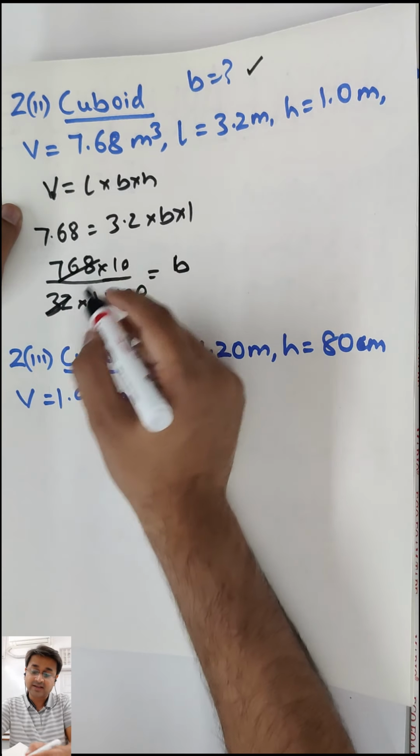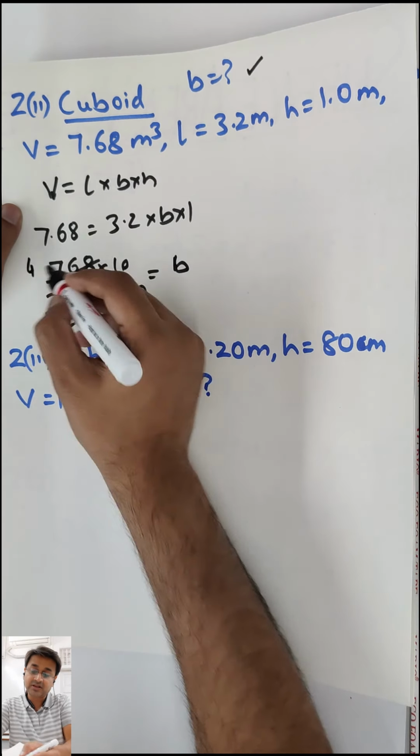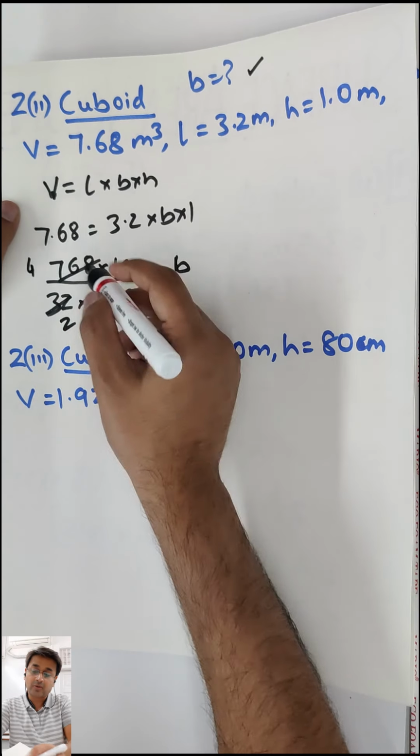Let's see how can I cancel. 16 2 times. 16 4s are 64. So 12 128.